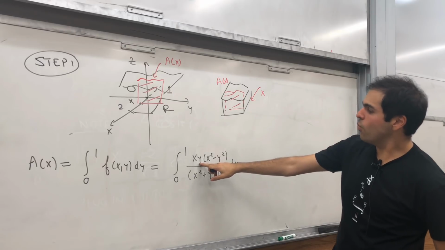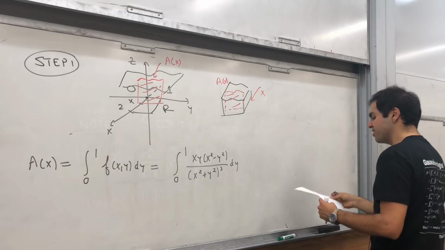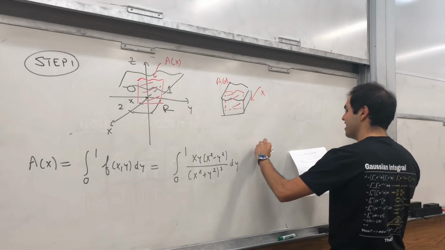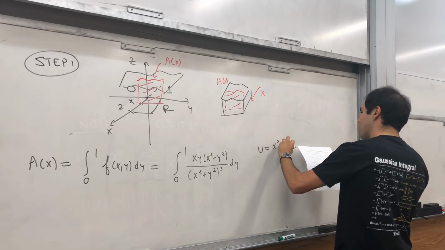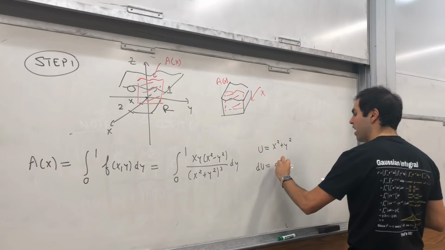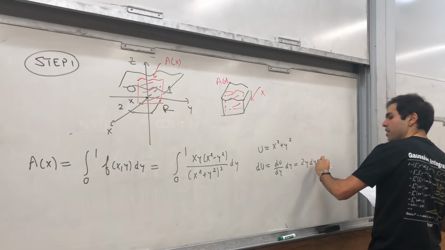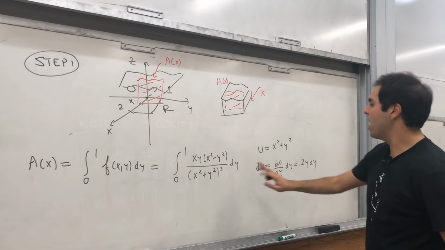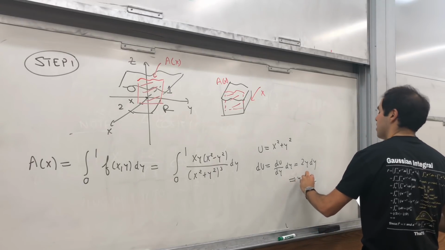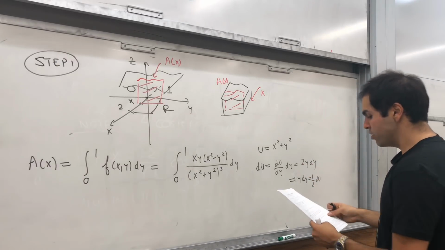Notice here we have a y which looks like a derivative of y squared. So it might be good to use the substitution u equals x squared plus y squared, because at least it simplifies the denominator. So du, with respect to y, is 2y dy. That's good because we have a y dy here. So y dy equals 1/2 du.